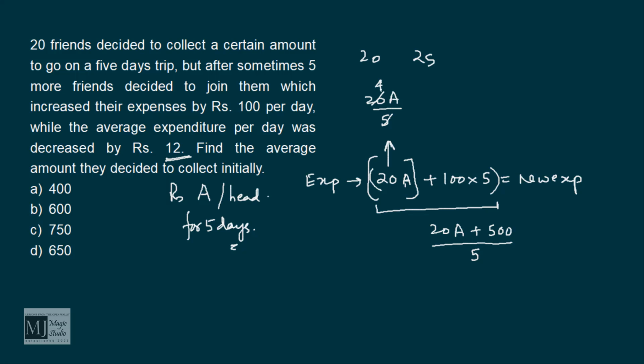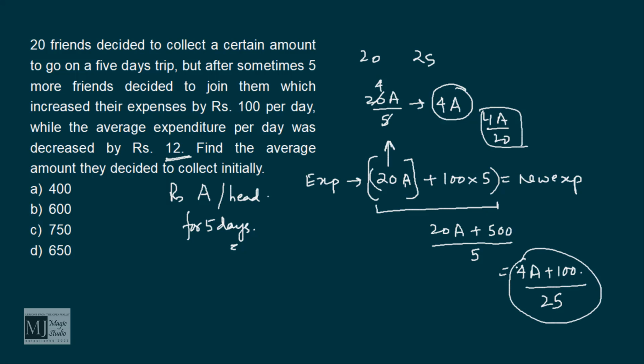So initially average expenses per day were 4A. Now it is 4A plus 100. Fine. This is per person. This is average per person. Fine. So how many people are there? 20. So average per day we need to find. So finally it would be 4A by 20, and this would be 4A plus 100 by 25.